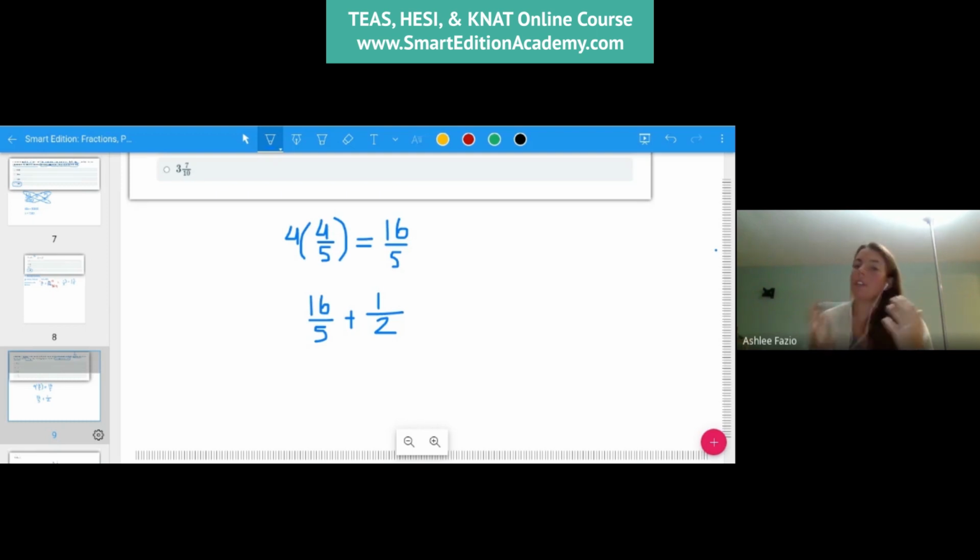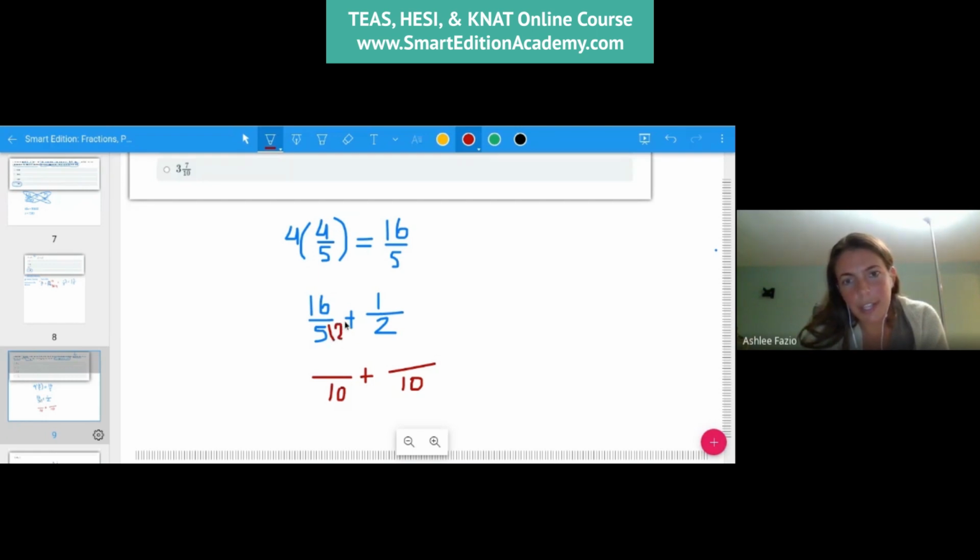Okay, so 5 and 2, pretty easy numbers to work with. What I would probably just do is 5 times 2, and I would want to convert these each into something with a denominator of 10. Okay, so I'll give you a quick reminder of how to do that. If I need to go from 16/5 to something over 10, to get from 5 on the bottom to be 10, I have to multiply this by 2.